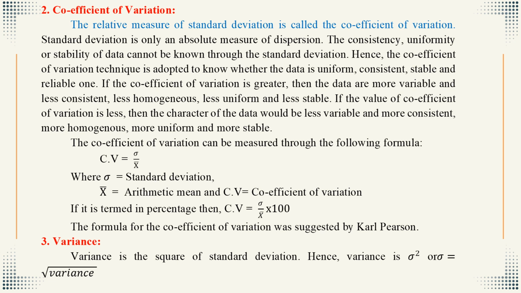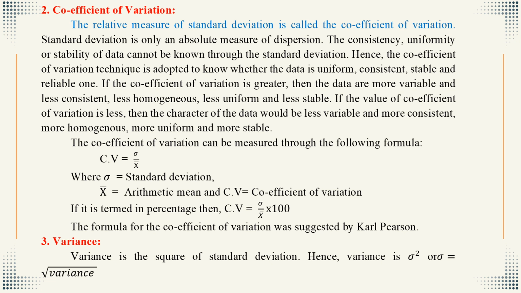If the coefficient of variation is greater, then the data are less reliable and less consistent, less homogeneous, less uniform and less stable. If the value of coefficient of variation is smaller, then the character of the data would be less variable and more consistent and more homogeneous and more uniform and more stable. It can be calculated as small sigma by x bar.